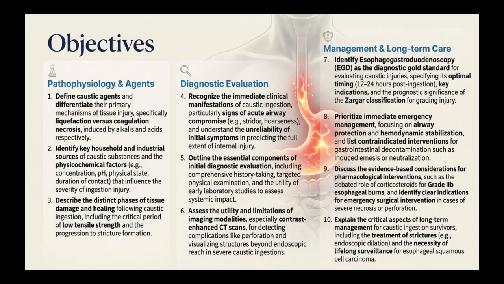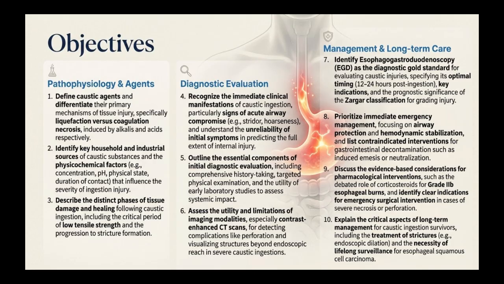By the end of this session, you will be able to define caustic agents and differentiate their primary mechanisms of tissue injury, specifically liquefaction versus coagulation necrosis, induced by alkalis and acids respectively. You will also be able to identify key household and industrial sources of caustic substances and the physicochemical factors, such as concentration, pH, physical state, and duration of contact that influence the severity of ingestion injury.